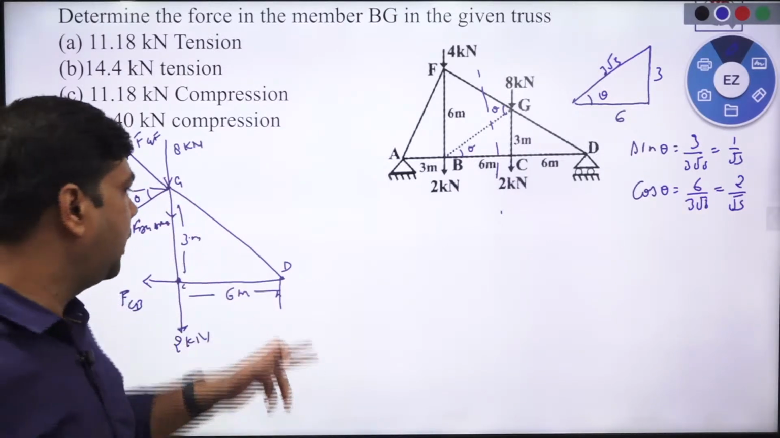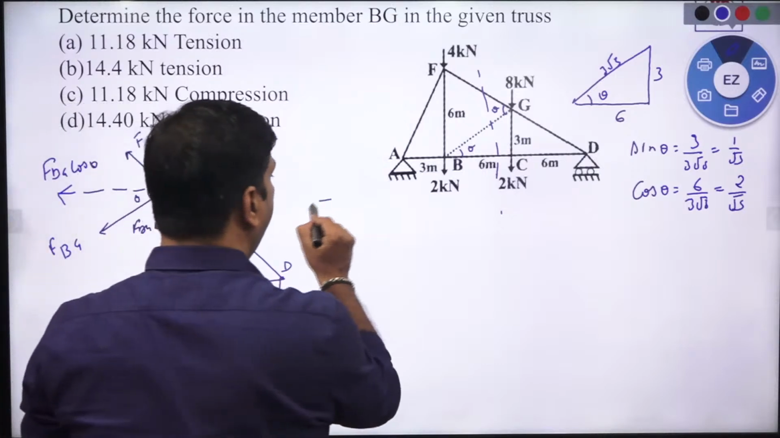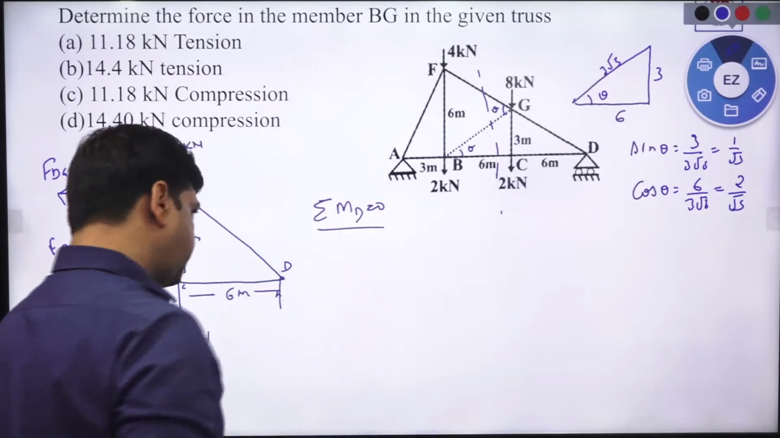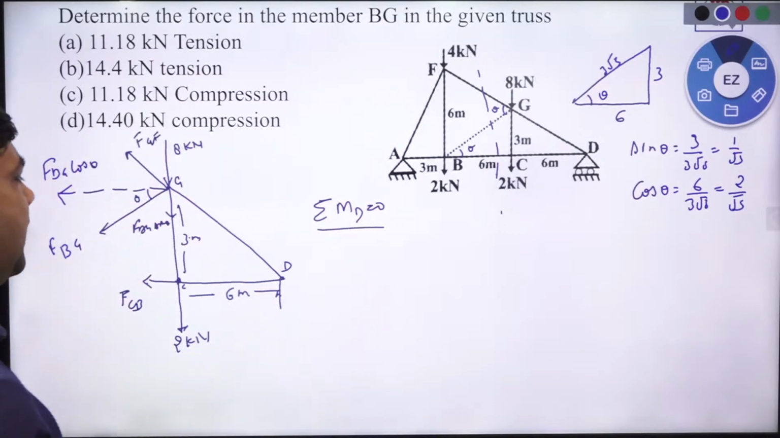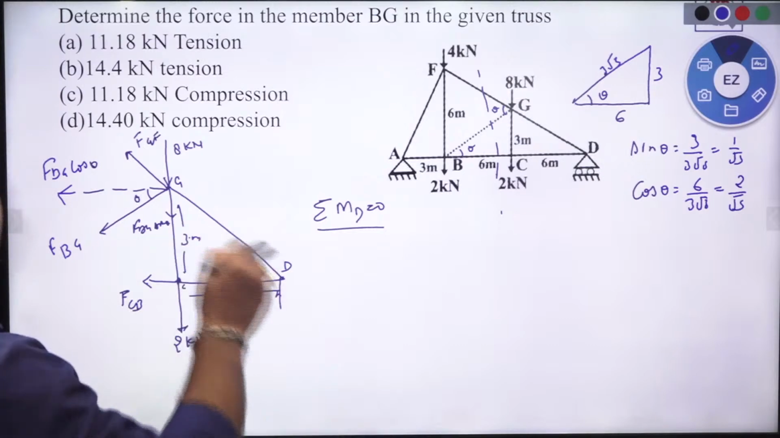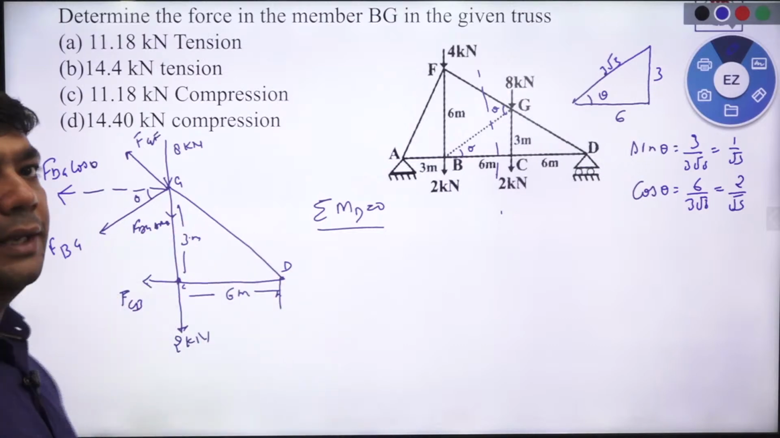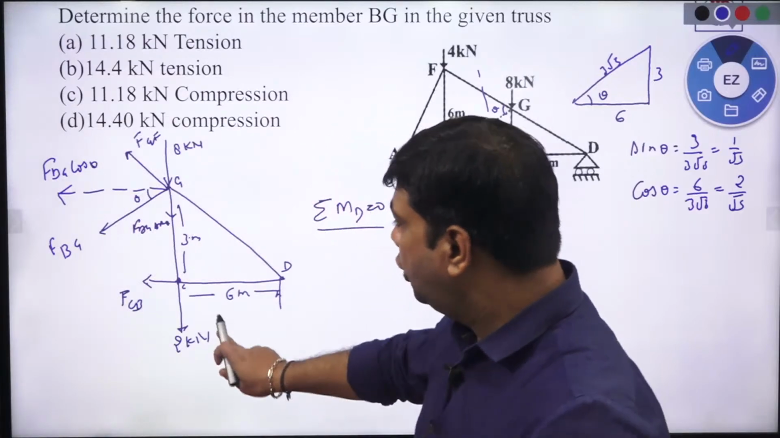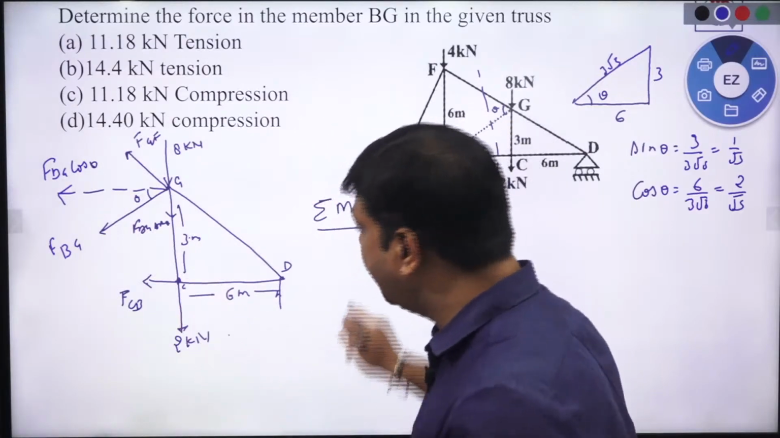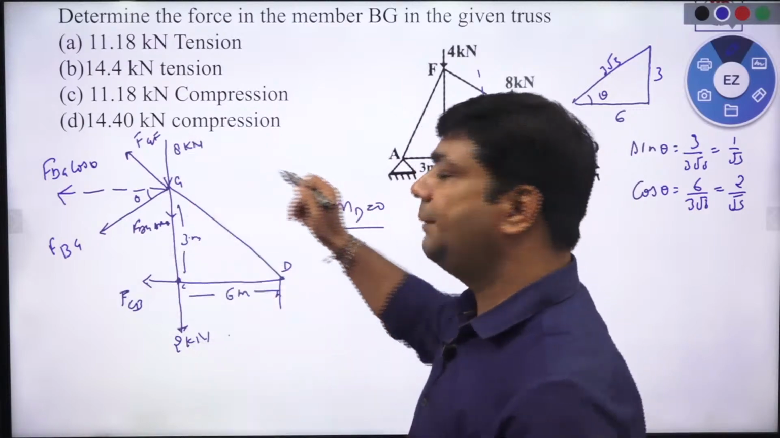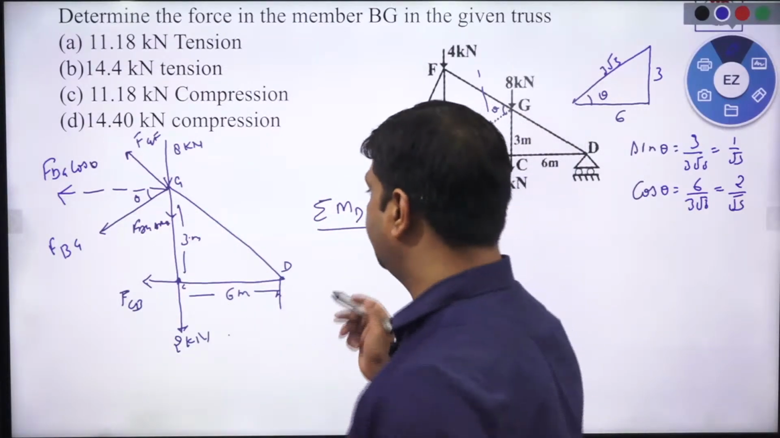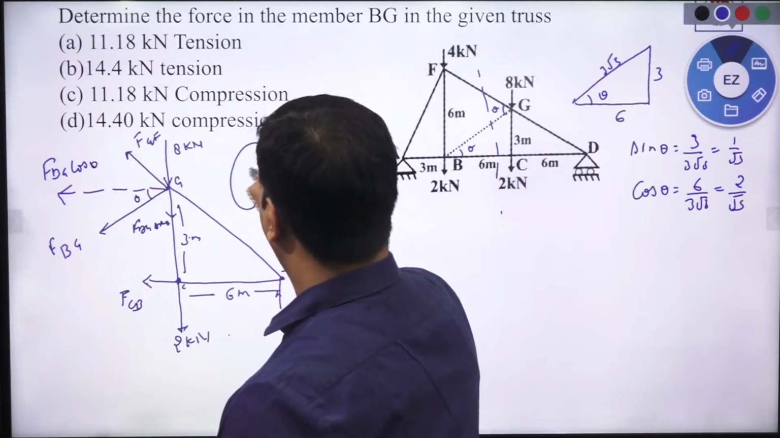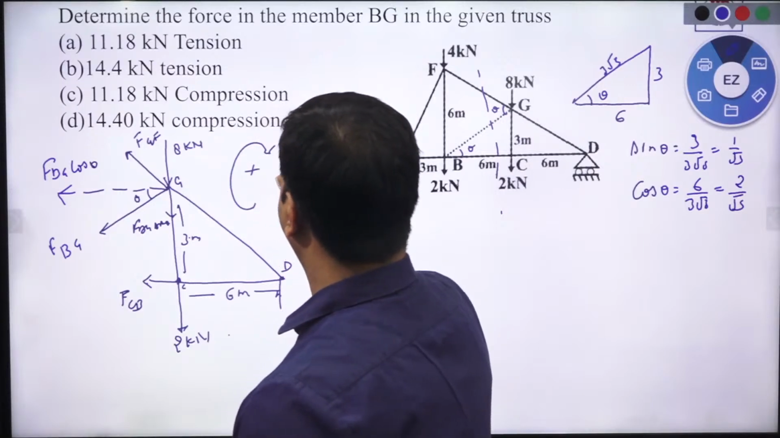So now take the moment about the point D. Take the moment about the D point equals to 0. Okay, first of all, there is one force, that is 2 kilonewton. The 2 kilonewton is going to rotate anti-clockwise. So I'm taking the convention that anti-clockwise is positive and clockwise is negative.